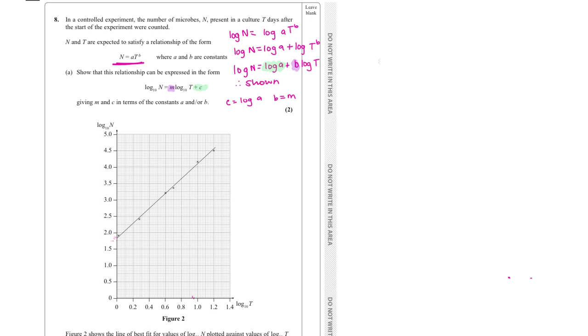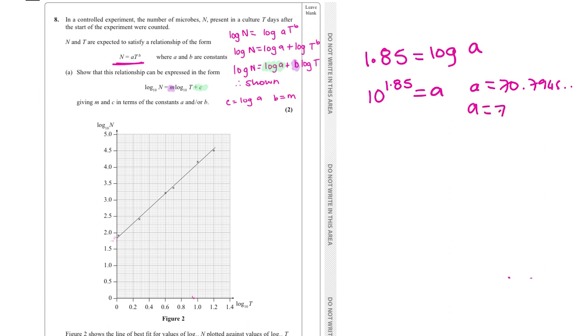Okay, so we know that our y-intercept is 1.85 equals log A. So how do I find my value of A? I know that 10 to the power of 1.85 is going to equal A. So A equals 10 to the power of 1.85, which is 70.7945... So A equals 70.8 to three significant figures.